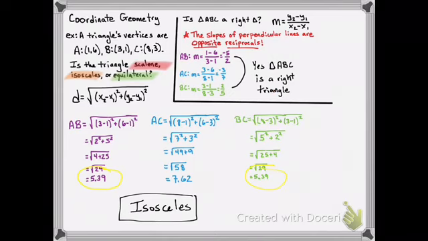When you're doing problems dealing with triangles, whether it's finding if it is scalene, isosceles, equilateral, or a right triangle, you have to do all three. If you only do two, you haven't done enough. If you've only done one, you've got nothing to compare to. You must do all three slopes if you're talking about a right triangle. You must do all three distances if you're talking about scalene, isosceles, or equilateral.